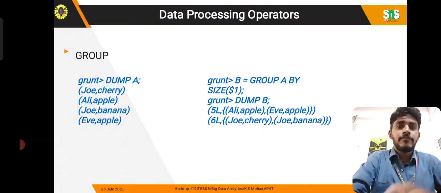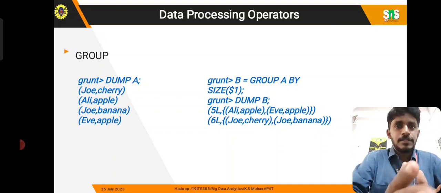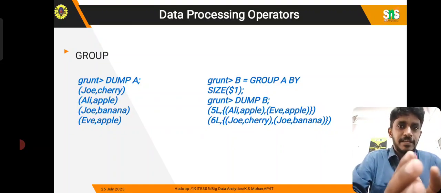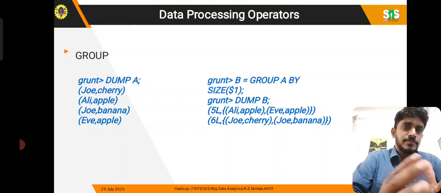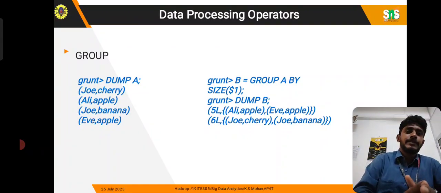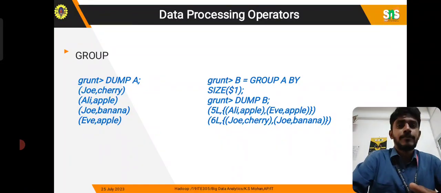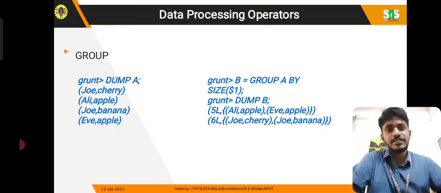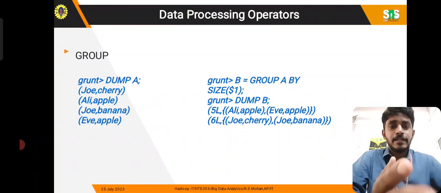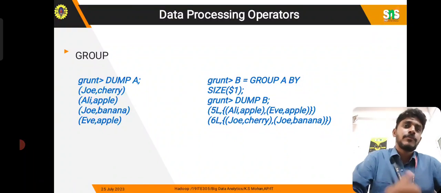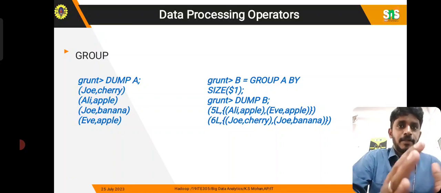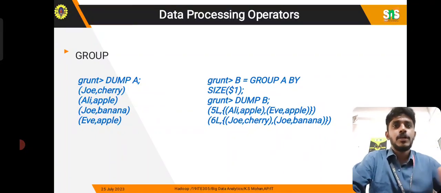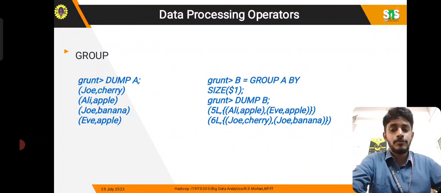Then group: we have dump A and dump B, and a set of data will be grouped, cherry and apple, banana, and other kinds of fruits can be grouped into a single group. This is grouping. Group is one of the operators we learned in the previous lecture series, which we call Pig Latin operators. Group is one of the major operators used to group the same kind of data sets into a single group. So this is how the group data processing operator works.